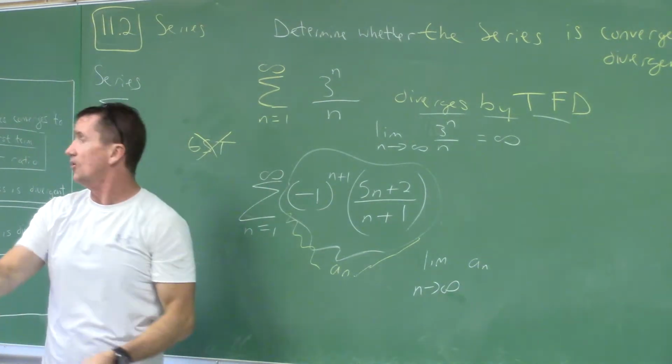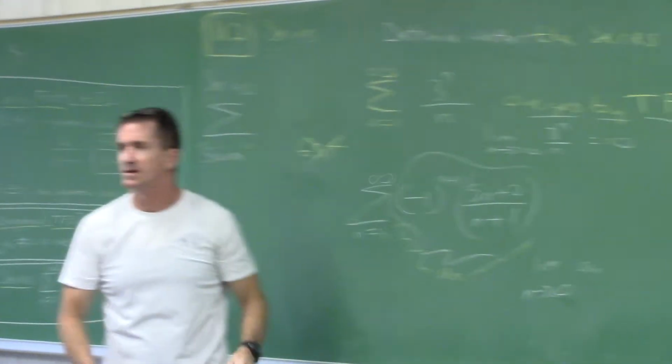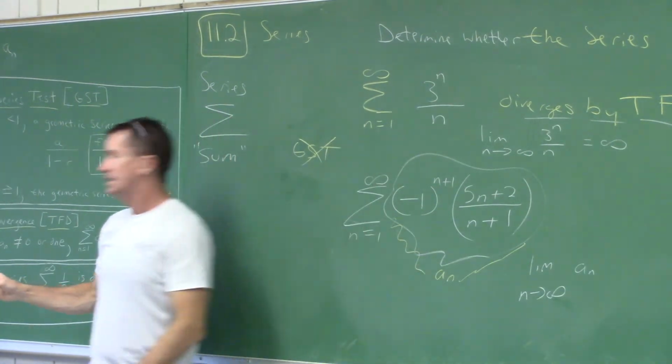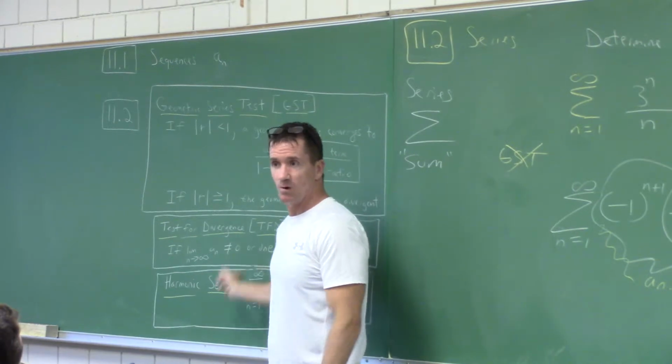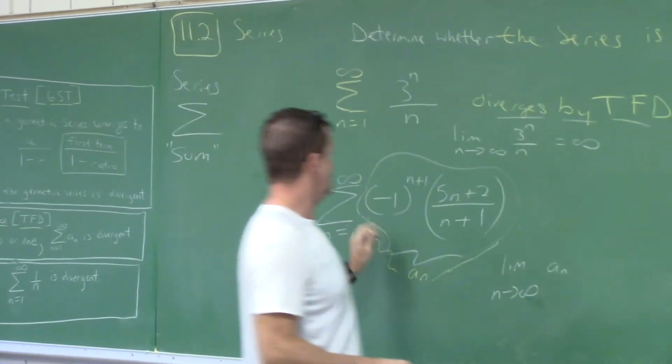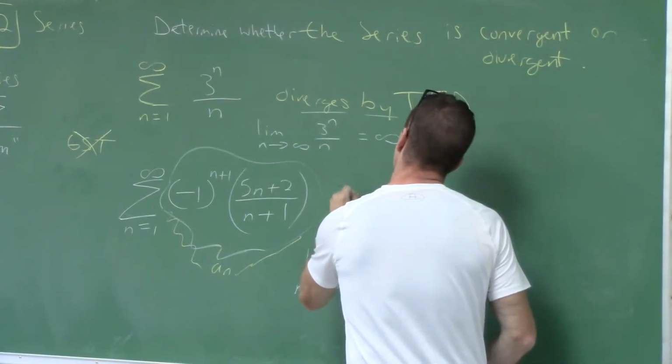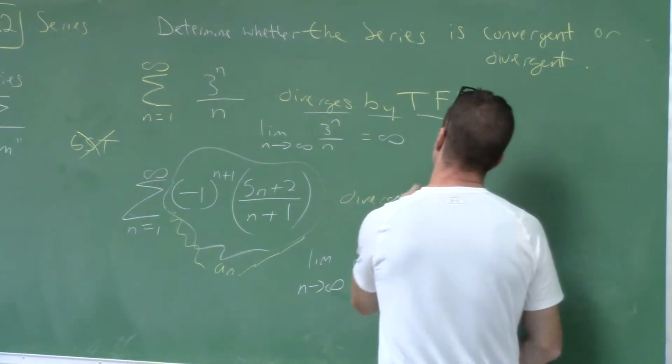It's oscillating, alternating between a 5 and a negative 5. Is the limit not equal to 0? Yes. So what do we say about this series? This series is divergent by what test?